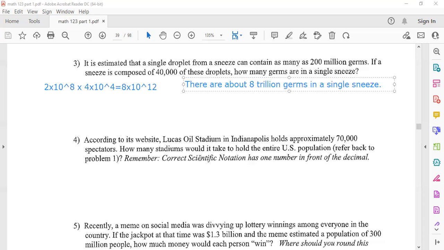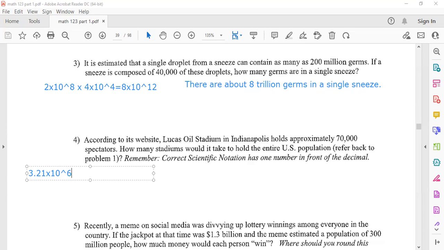Okay, Lucas Oil Stadium holds approximately 70,000 spectators. So how many stadiums would it take to hold the entire US population? So you'd want to go back to number 1 on the previous page and do that number. I want to say it was 321,000. So pretend with me it was, or 321 million, my bad. Only, times 10 to the 6th. And if that's not the right number, then at least it's the right process.